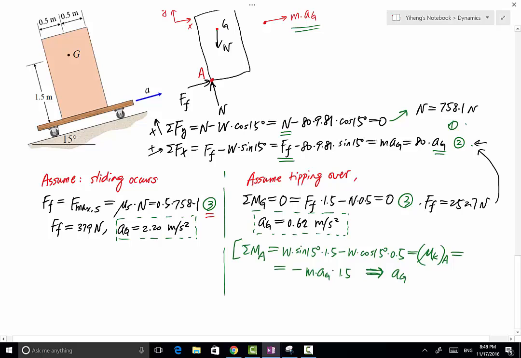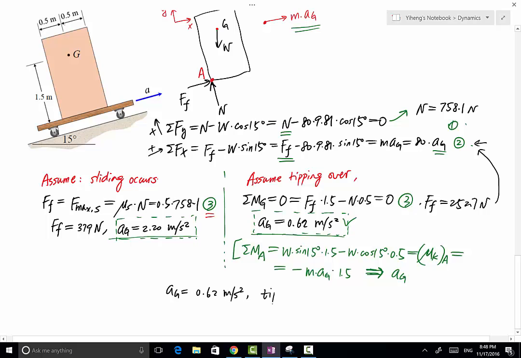Either way, now we have evaluated two accelerations. One is the acceleration that will cause sliding to occur. The other is the acceleration that will cause tipping over to occur. And if we compare them, we realize that the second situation only takes a smaller acceleration. Therefore, the final answer should be Ag equals 0.62 meter per second squared.